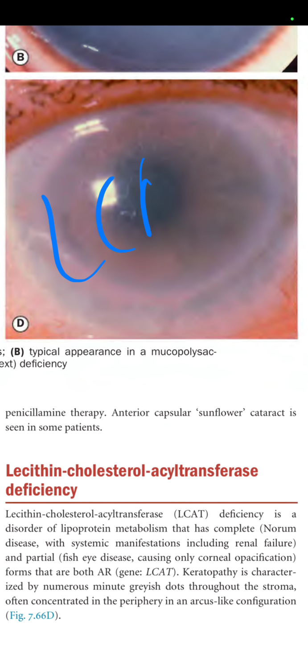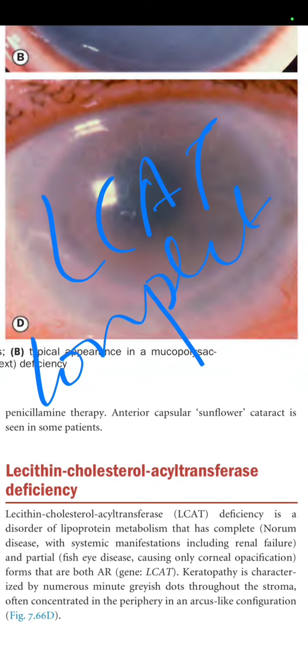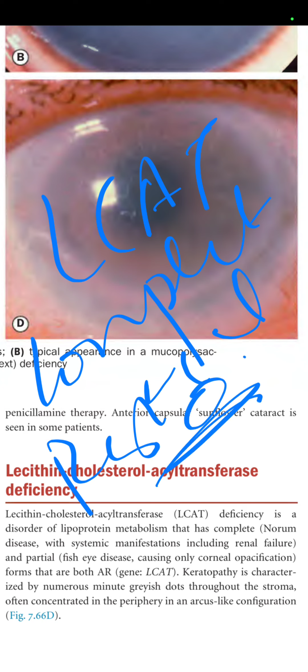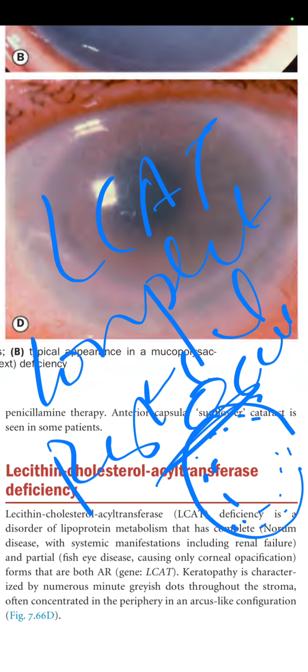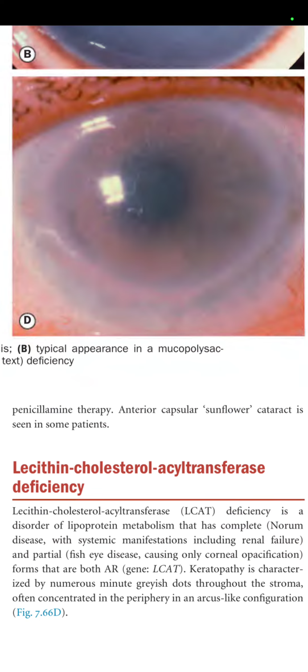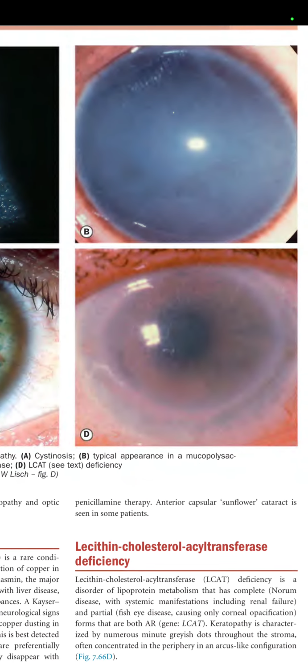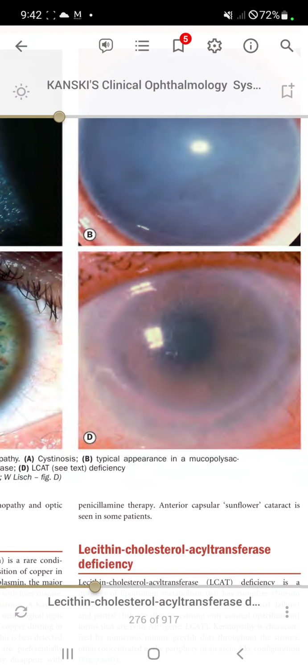That LCAT has two types: complete and partial. The partial one has the ocular features. Ocular features, what are these? There will be grayish white dots in the periphery like an arcus-like configuration, concentrated in the periphery, but it can be present centrally as well. So you can see figure D with the LCAT deficiency.